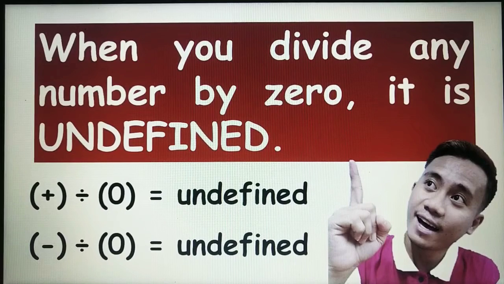Again, let's recall all the rules of dividing integers. First, when you divide integers with the same sign, the quotient is positive. Second rule, when you divide two integers with different signs, the quotient is negative. The third rule is, when you divide 0 by any number, the quotient is always 0.